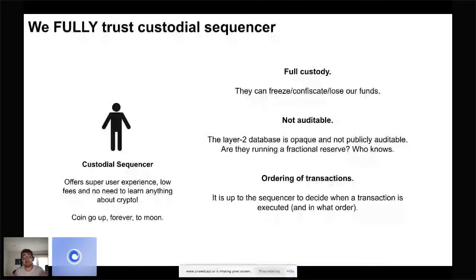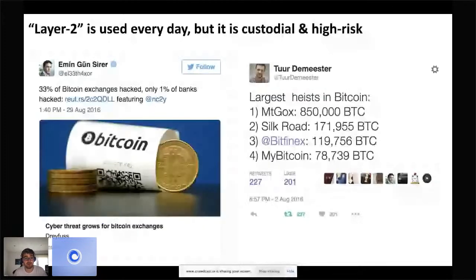But the really exciting part is these custodial ledgers offer an amazing user experience. There's low fees, and actually a lot of the time you don't have to learn anything about crypto, which is why people still keep their coins in these systems. But of course, it's used every day, but it's custodial and it's high risk.